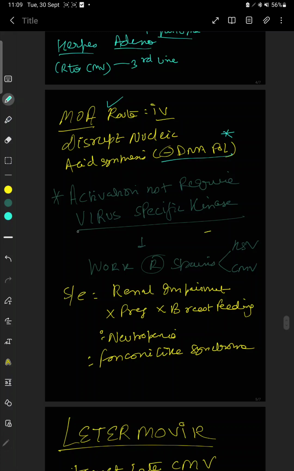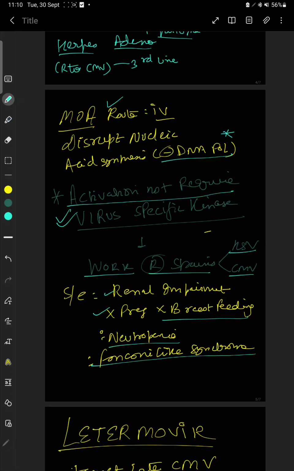Activation is not required in the case of cidofovir. Why is activation not required? Because virus-specific kinases are not required for the activation of cidofovir, unlike other drugs which we have seen. So it will work nicely for all the resistant strains of HSV and CMV. The side effects are renal impairment. We can't give this in pregnancy or breastfeeding. It causes neutropenia and Fanconi-like syndrome.